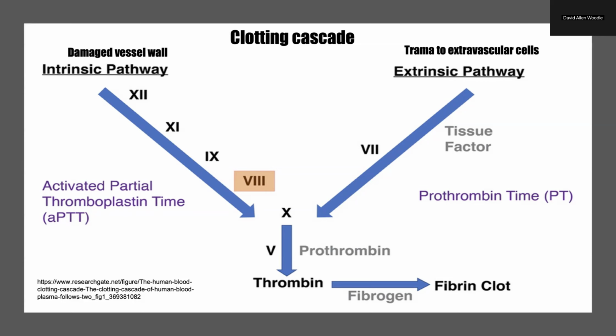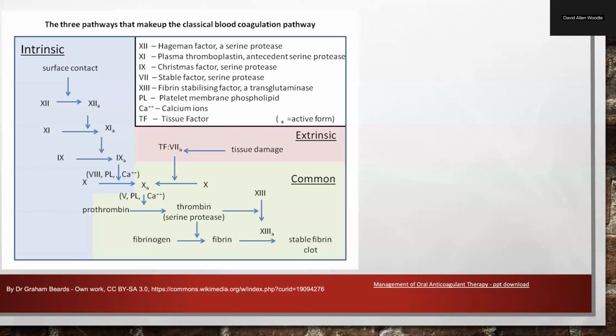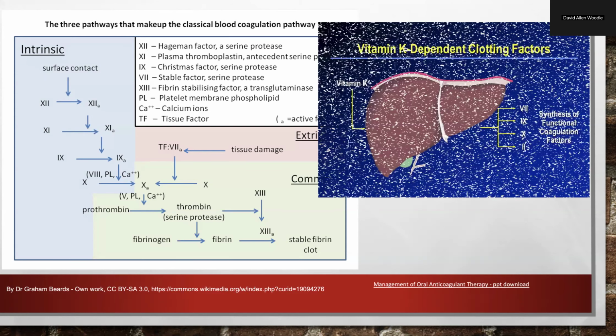So I guess the summary of this is each of these factors is activated by a prior factor, goes through, that's why I call it a cascade. And we can look and see how factor number 12, based on the contact, gets activated. That activates 11, which activates 9, and using calcium activates 8, that produces 10 activation. Or if we have tissue damage, we have tissue factor that activates then factor 7 that also activates 10. So the bottom line here is fibrin is produced and it stabilizes that clot.